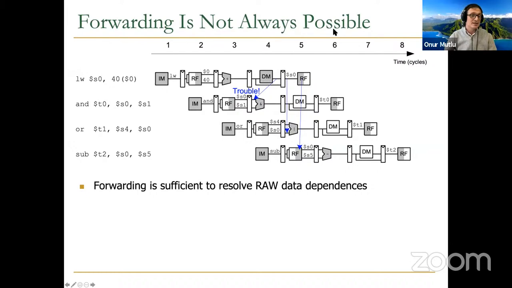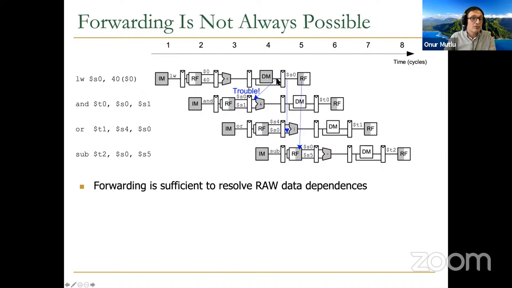This really depends on pipeline structure and instruction latencies. But forwarding normally should be completely sufficient to resolve data dependencies, as one of your colleagues hinted at. Normally, you should be able to forward and you don't need to stall for data dependencies. But unfortunately, that's not always the case because of the pipeline structure. For example, if you look at this, load word loads the results at the end of the memory stage, right?